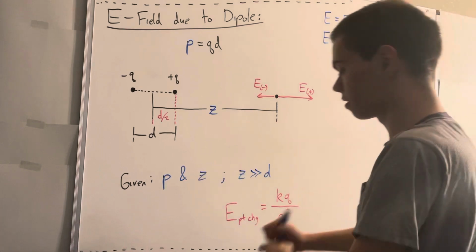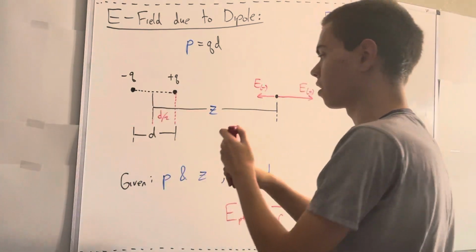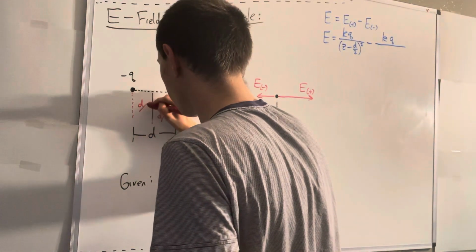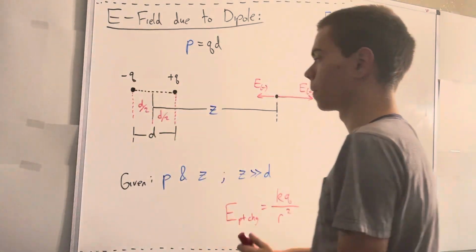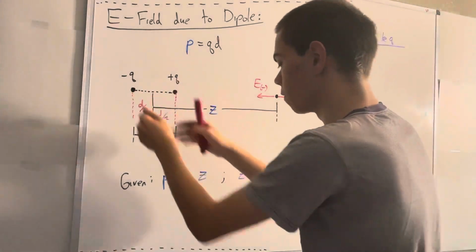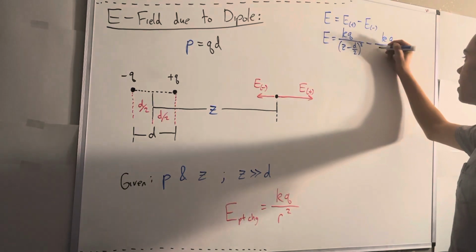That distance is going to be z plus this distance right here, which is also d over 2, because it's just half the length of the dipole. And so the distance to the negative charge is just z plus d over 2. So that's what we would get in our denominator: z plus d over 2.